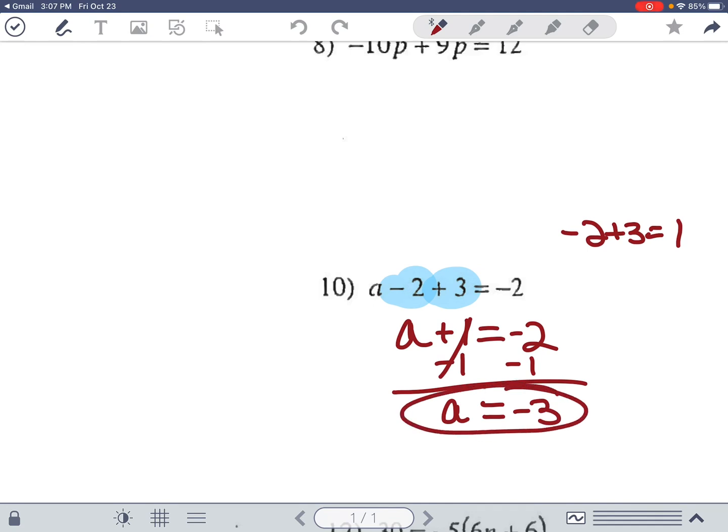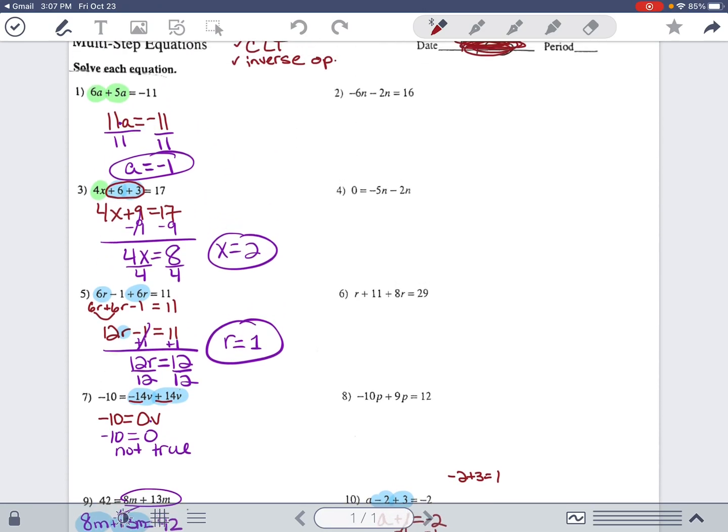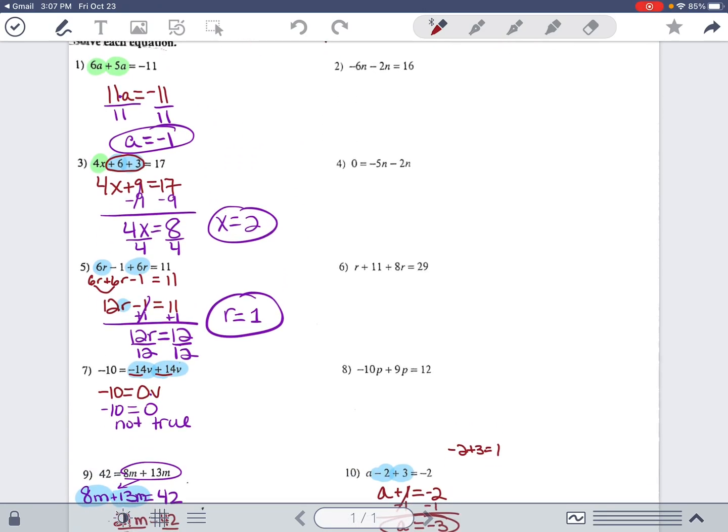So sometimes you have to simplify one side of the equation or the other before you can start using inverse operations to figure out what the variable is. So I hope this video helps you.